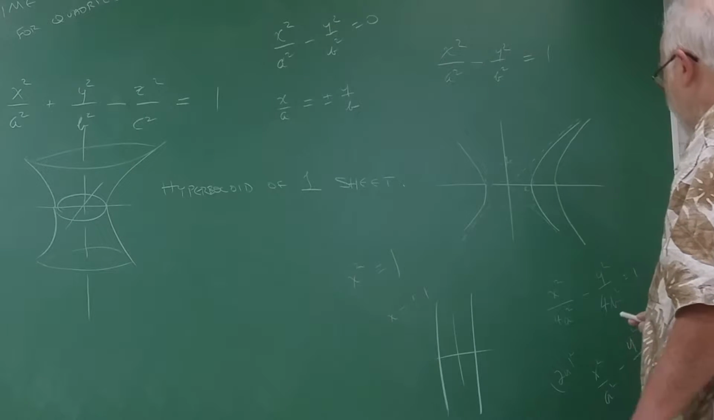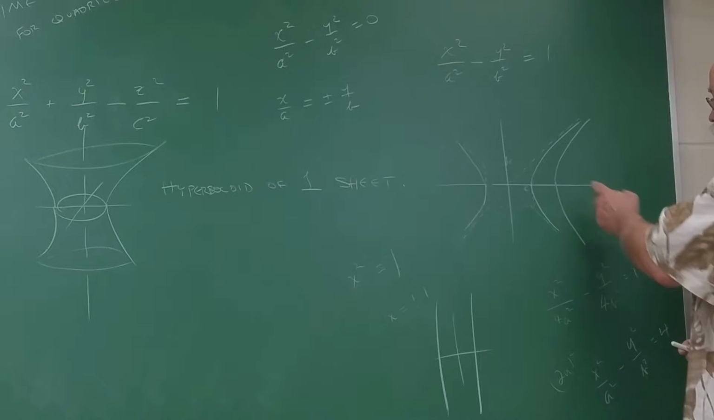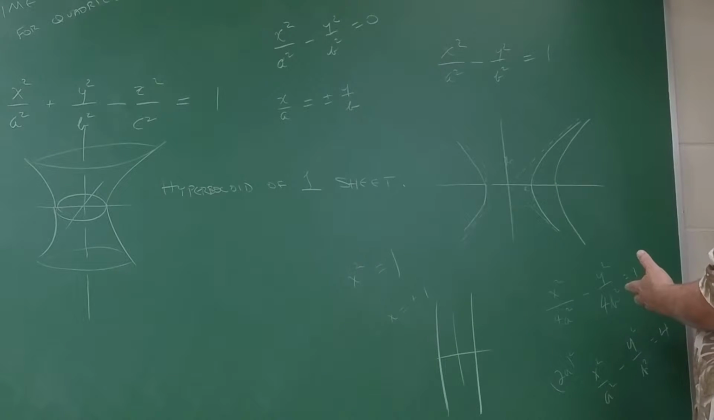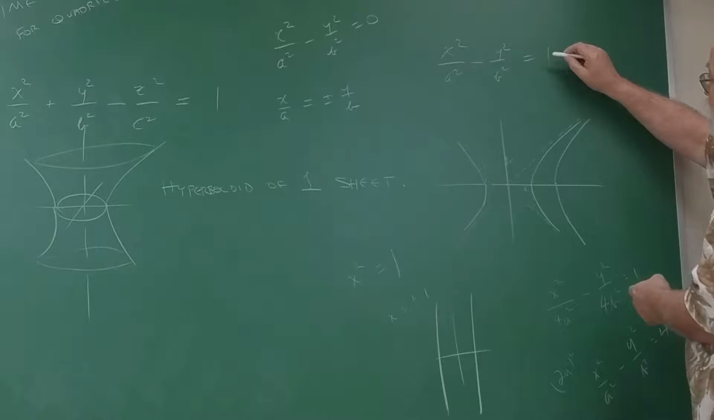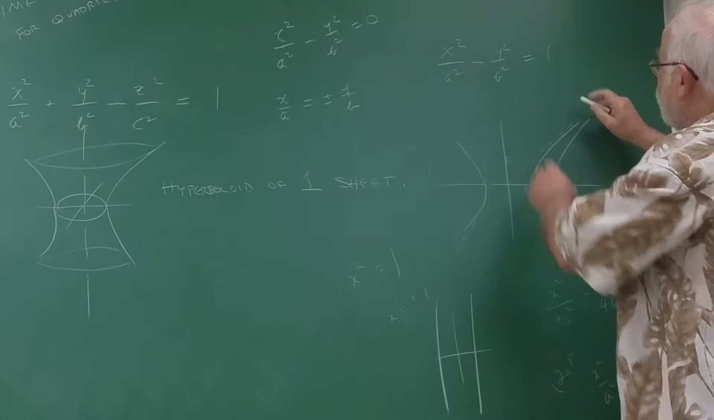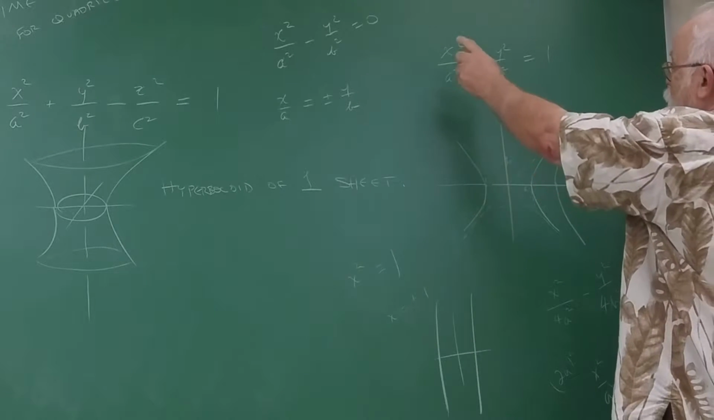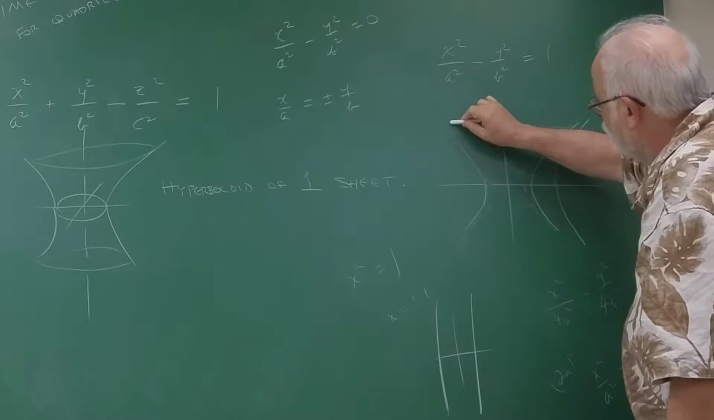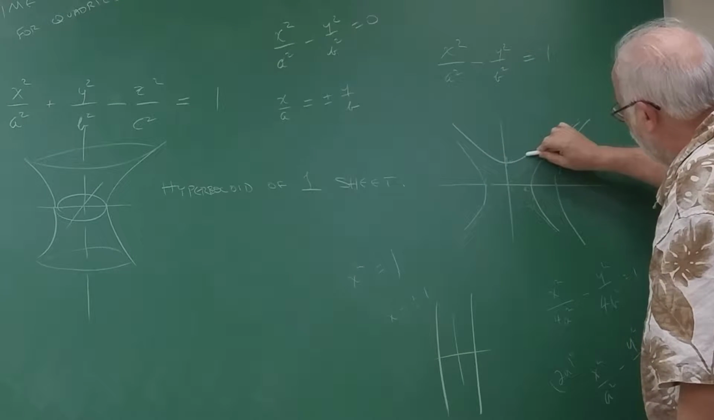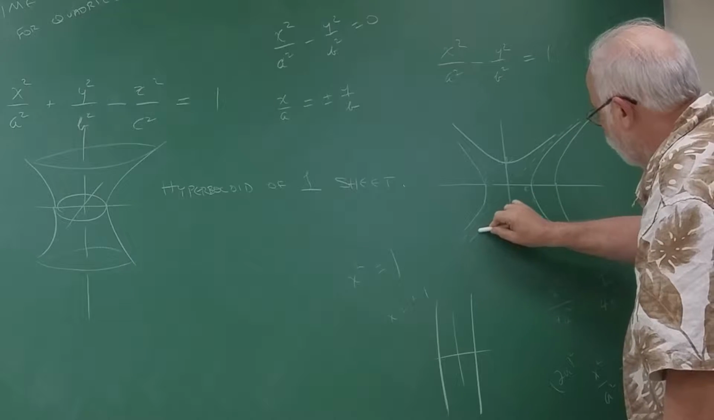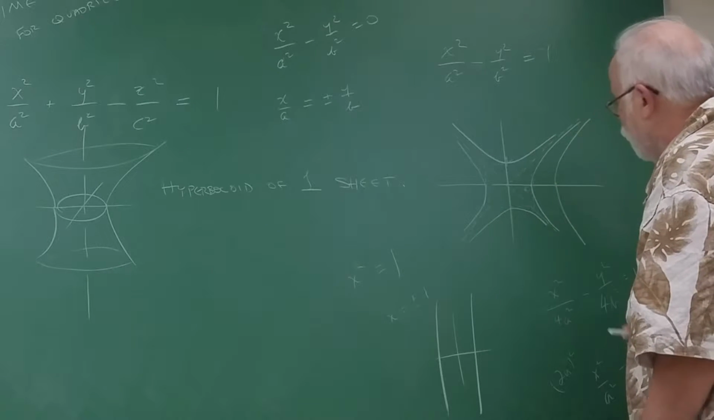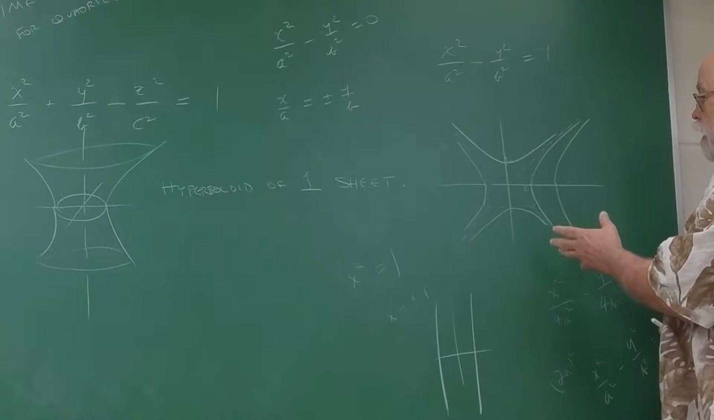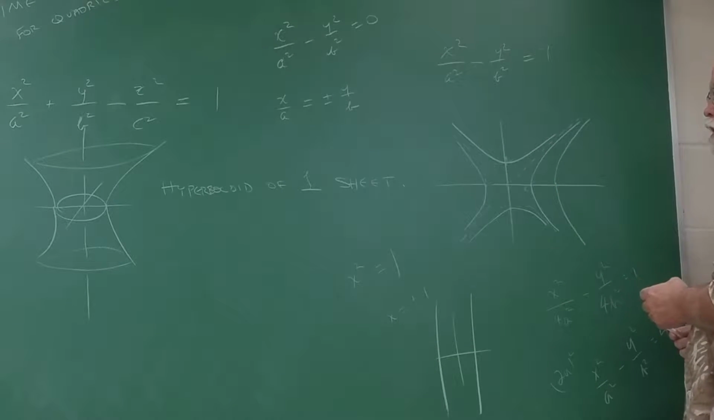And if I kept on going, so let's see, 4, 1, 0, suppose I went to -1. If I make this a -1, that would be like multiplying by -1, so you'd have a minus on the x squared and plus on the y squared, which would mean it would open the other way. So we've got two families of hyperbolas in the plane here, and they have the same asymptotes.